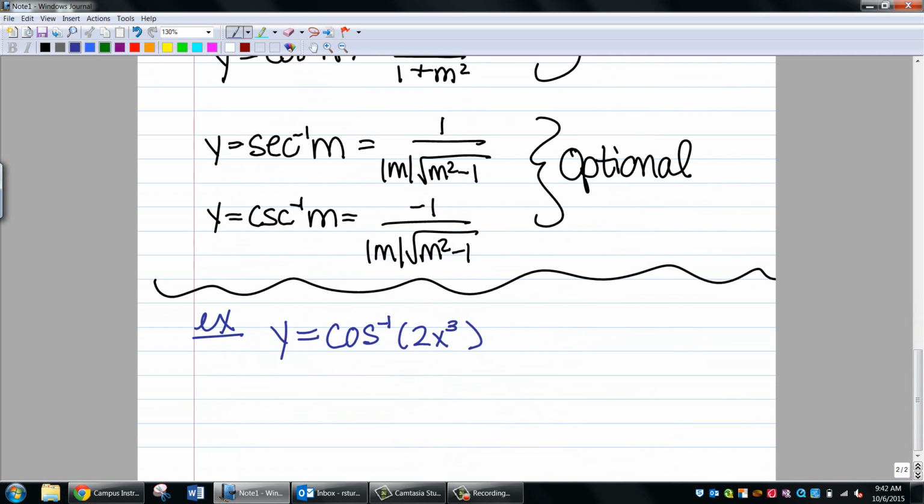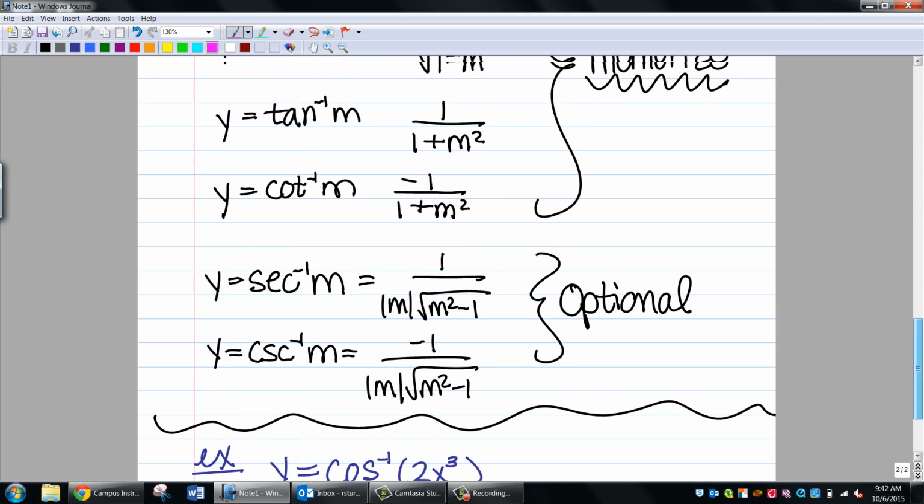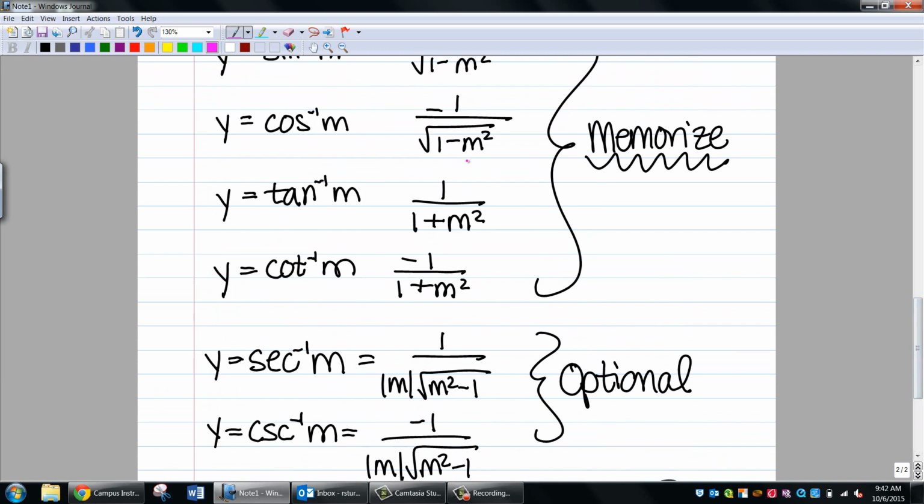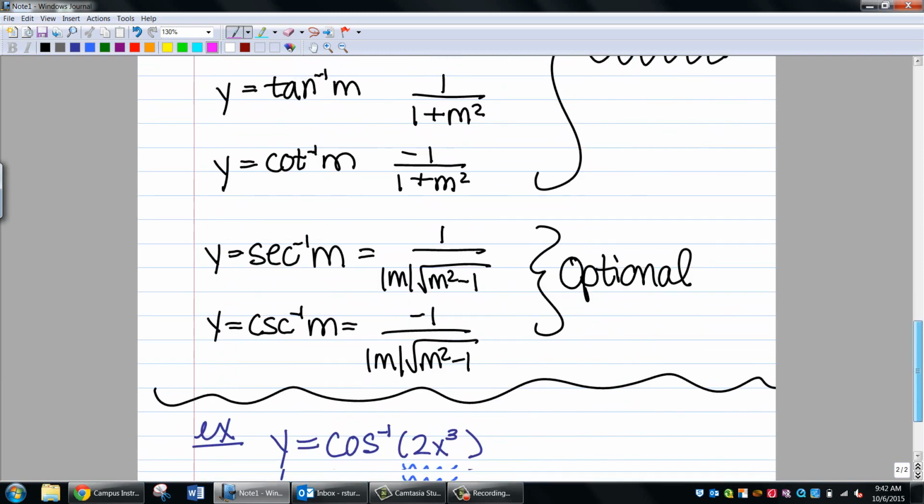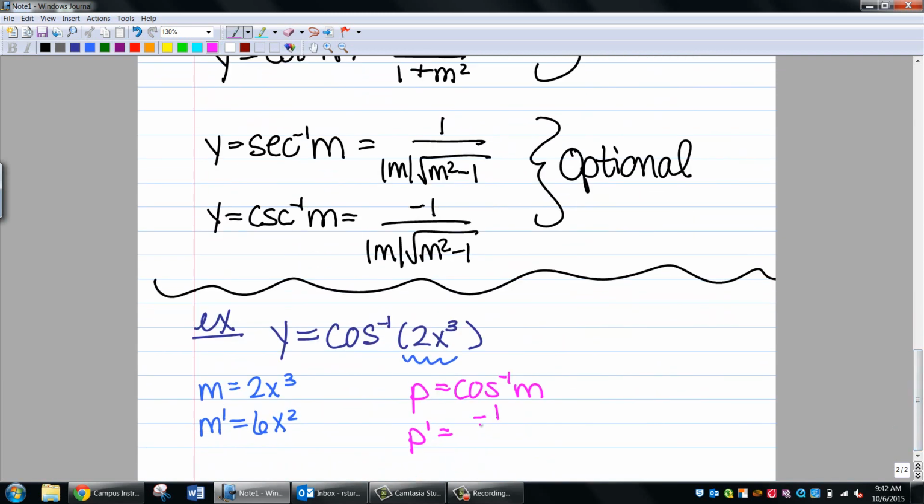this is where chain rule is going to come in because we have an inside function. So that's our m, 2x cubed. That means m prime is 6x squared. Who's the outside? Well, that's our inverse cosine. That's the new guy. What was its derivative? Well, we have to go back to our list because I'm sure we've memorized it already. And here it is, negative 1 over the square root of 1 minus m squared.